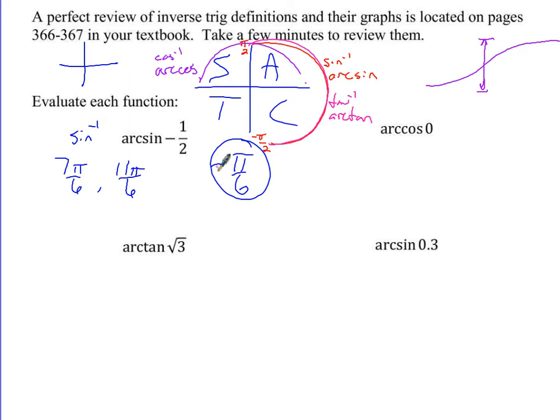Negative pi over 6, arc sine, we're in the first quadrant. No, sorry, we're in the fourth quadrant. We went the other way so that we could land in the first quadrant. Because we went the other way, we make this sign negative. Okay. How about arc cosine 0?